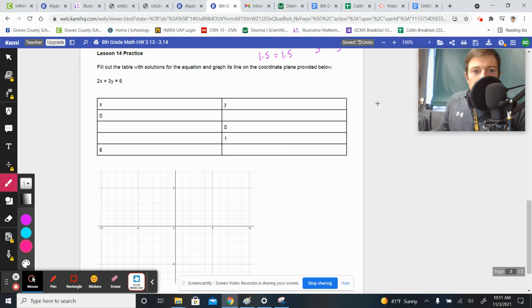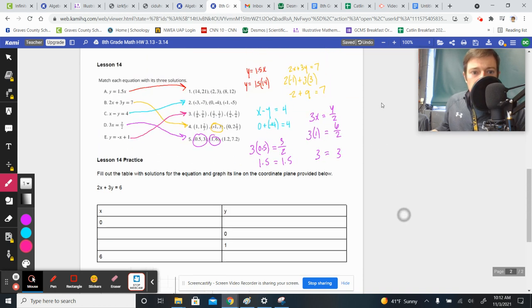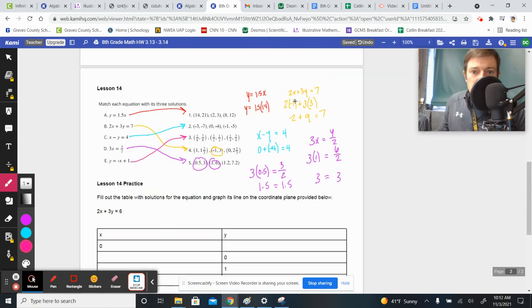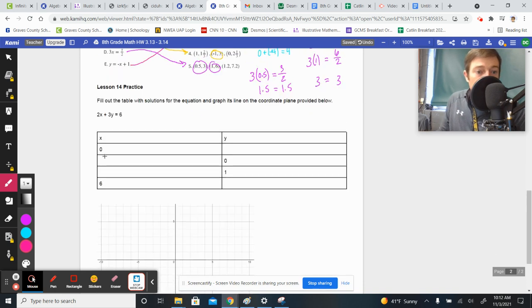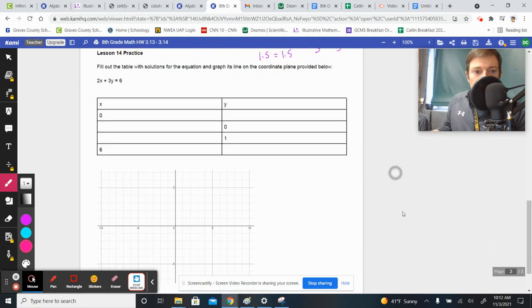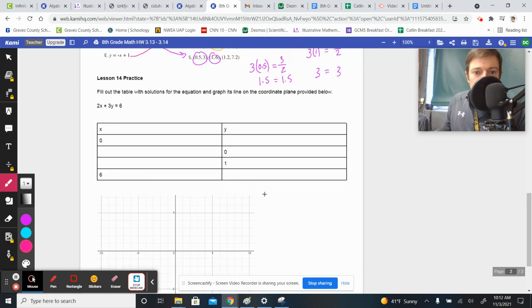So 2x plus 3y is 6. We just had 2x plus 3y is 7. So we're kind of expecting answers that are going to be a lot like this one. But let's try to pick some x's. Oh, I've given you ones that are going to come out nice. So you're welcome. This particular one, we've got the equation 2x plus 3y is 6.